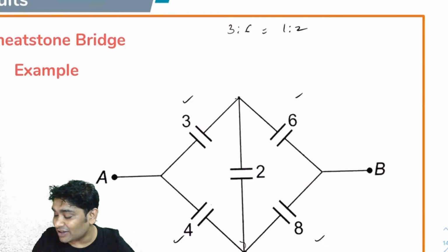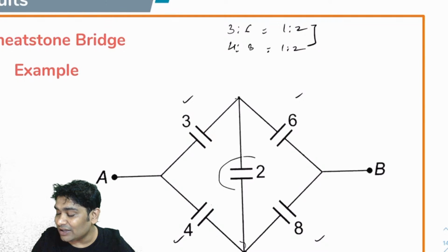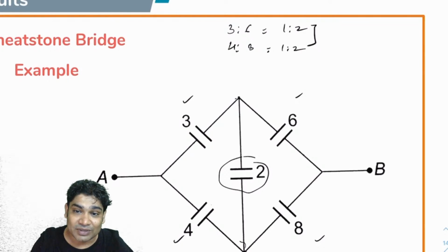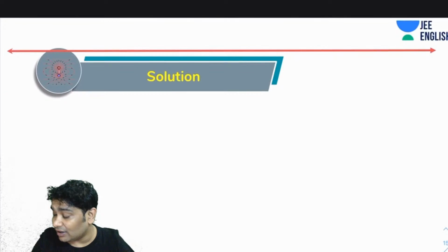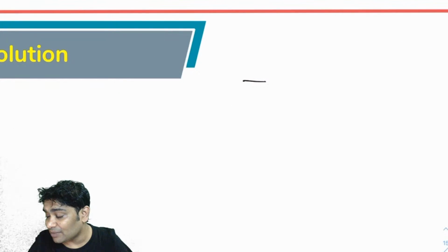Similarly, what is the ratio of this and this? 4:8, again 1:2. So since these ratios are identical, this one can be completely removed from the circuit, because it is never going to get any charge. So if I remove this, what is my equivalent circuit now? My equivalent circuit is very, very simple.